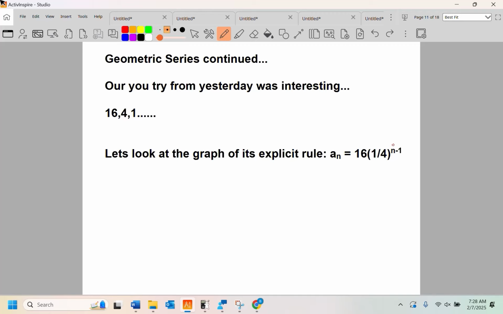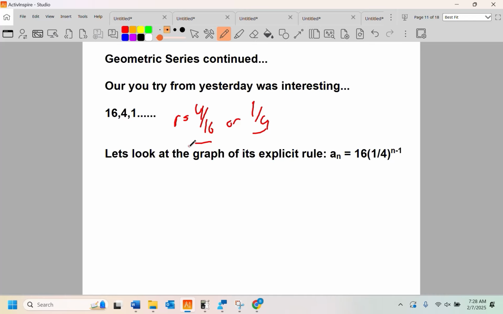So here's the continuation of the geometric series, and there's some other stuff in here that probably should have been talked about, but when I made the notes, I just wasn't thinking about it. So the try from yesterday was this pattern, 16, 4, 1. The ratio here is 4/16 or 1/4, and they're equivalent, right?